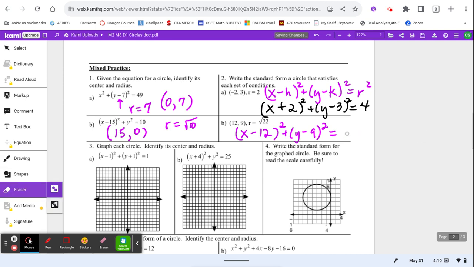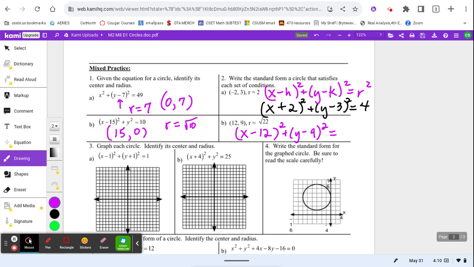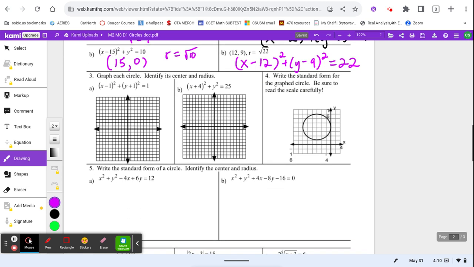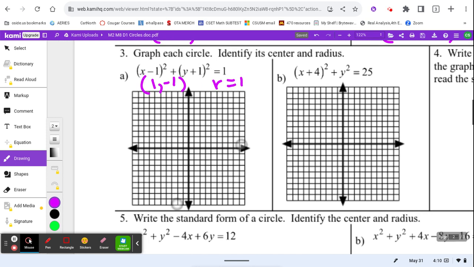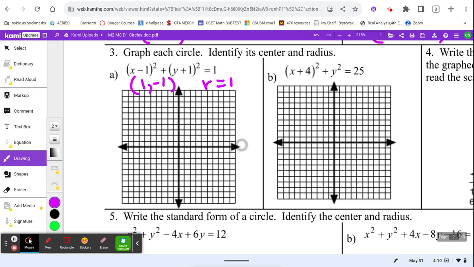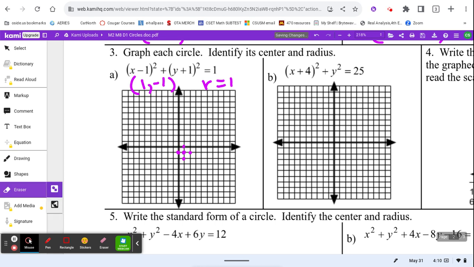Next ones have to do with graphing. Let's pull out the center so then we can graph it. Here I'm going to get a 1, negative 1 with a radius of 1. I'm going to really zoom in on this one. So 1, negative 1, and radius of 1. That means you're going 1 in every direction. Connect it. Are you making way better circles than Miss Sanchez?